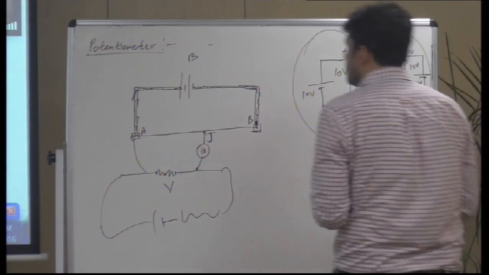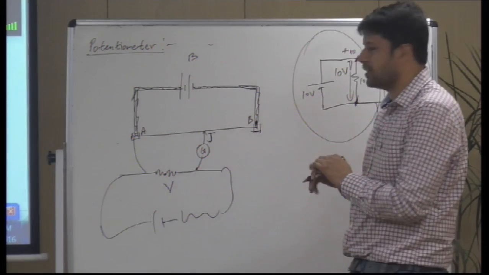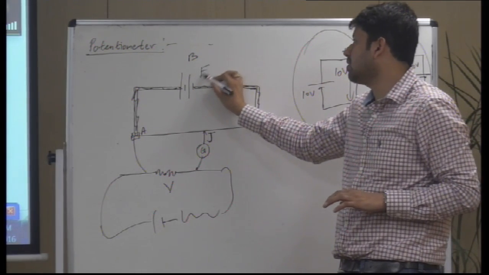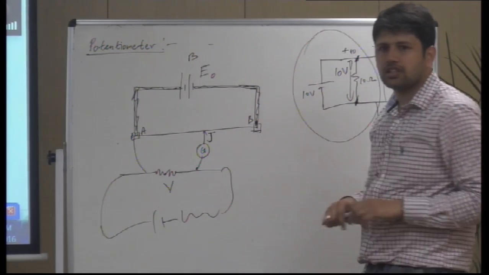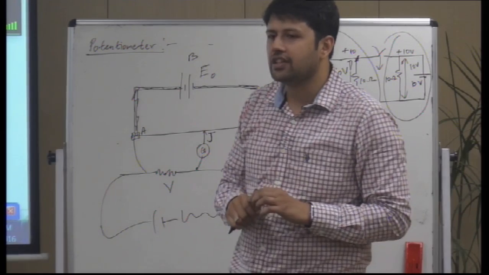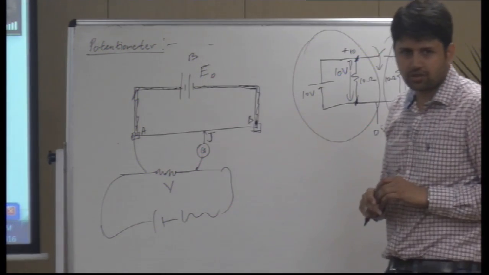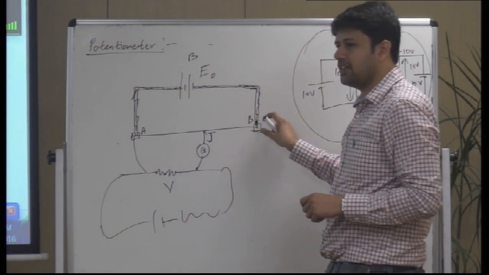What happens here is that the voltage in the primary circuit, if this source produces, let's say, E naught voltage, and the wire is uniform. What does uniform wire mean? A wire having the same thickness and the same resistivity throughout, the same material.